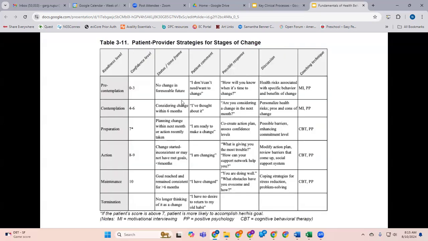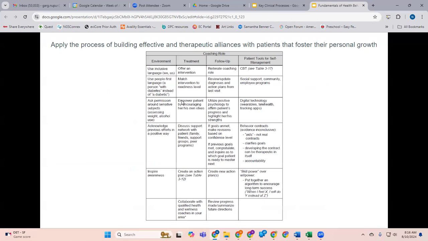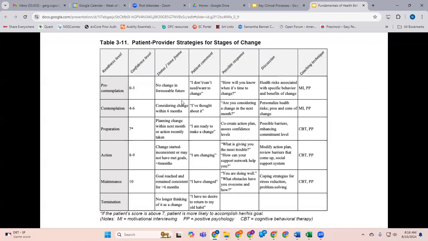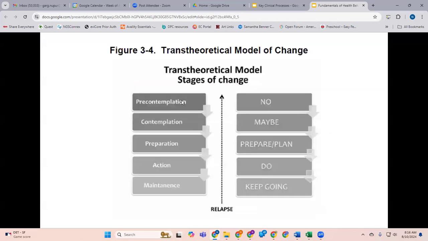Well, I think the timings are here. There is a question on the maintenance phase: goal reached and remain consistent for greater than 6 months. So once you've been in the action phase for greater than 6 months, then you can count yourself in the maintenance phase. I hope that this makes sense.